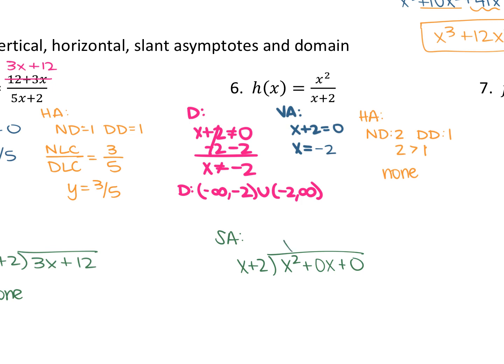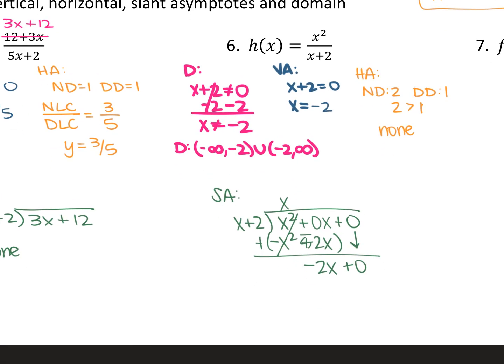Your x times x gives you x squared. X times 2 is 2x. Subtract these, distribute the negative, change the sign on everything. That gives you negative 2x, and bring down the next term, which is 0. That x times negative 2 is negative 2x. Negative 2 times 2 is negative 4. You subtract these, distribute your negative, change your signs, combine like terms, you have a remainder of 4.